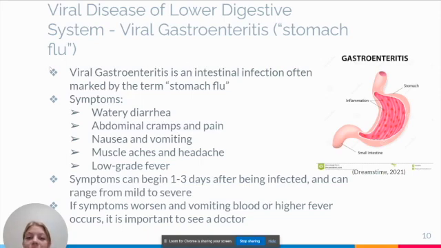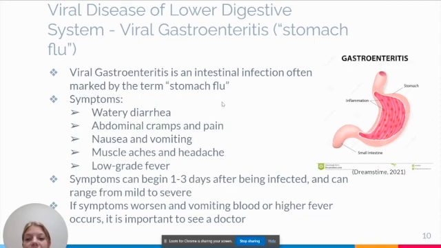The next topic is viral diseases of the lower digestive system. I chose to talk about viral gastroenteritis, which is commonly referred to as the stomach flu. So this is an intestinal infection, as seen in this picture here on the right. It's an inflammation in the stomach caused by this virus.